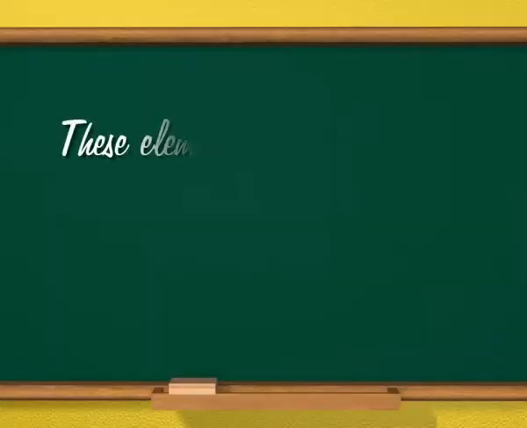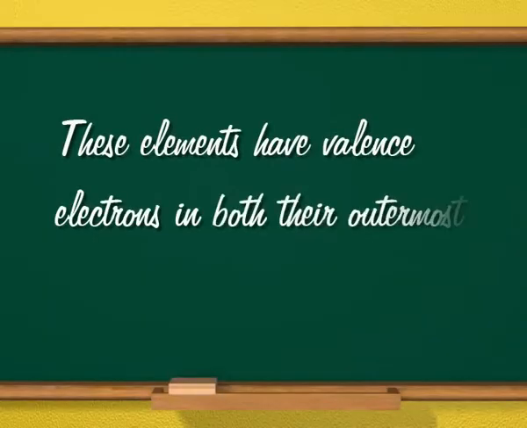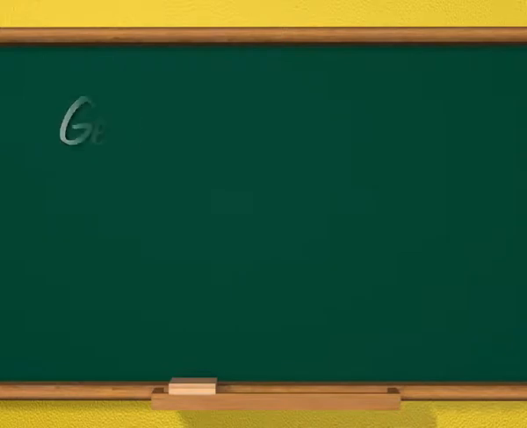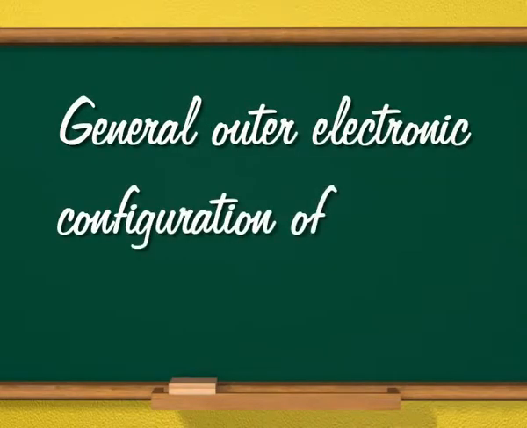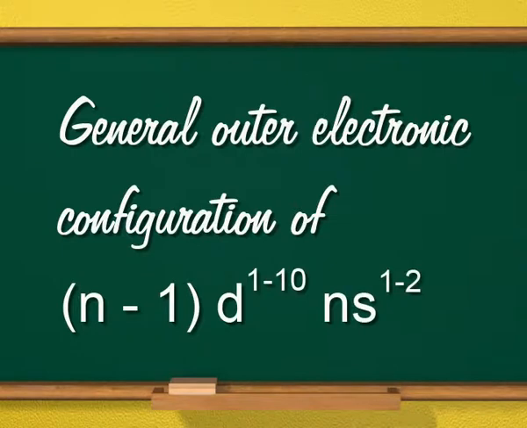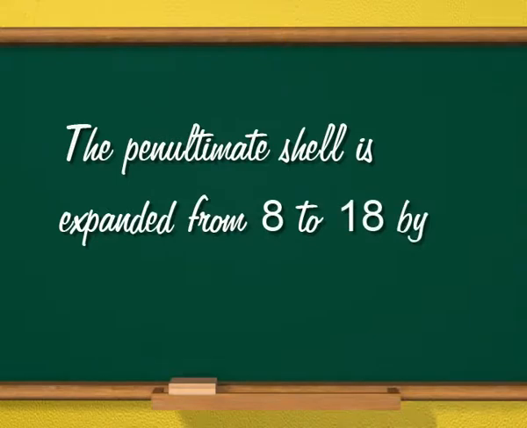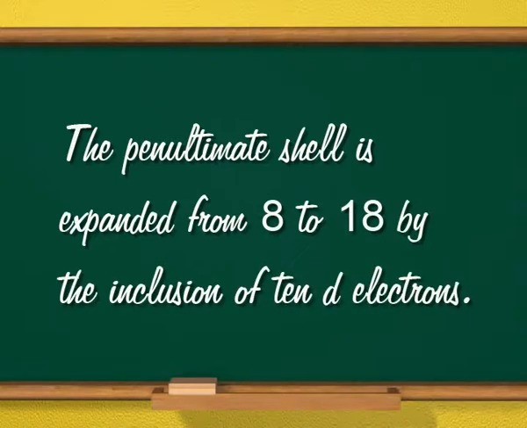D block elements are those in which the added electron goes into one of the D orbitals. These elements have valence electrons in both their outermost and penultimate shells and have a general outer electronic configuration of (n-1)d 1 to 10 ns 1 to 2. The penultimate shell in these elements is expanded from 8 to 18 by the inclusion of 10 D electrons.